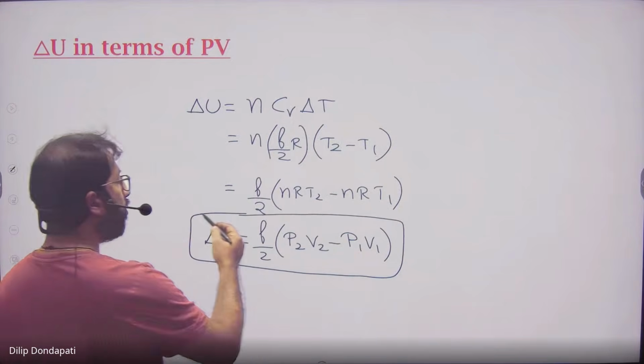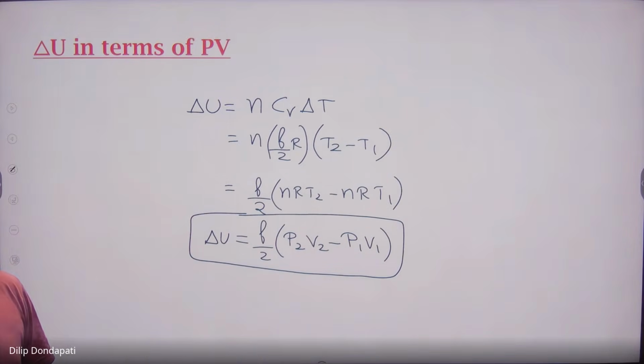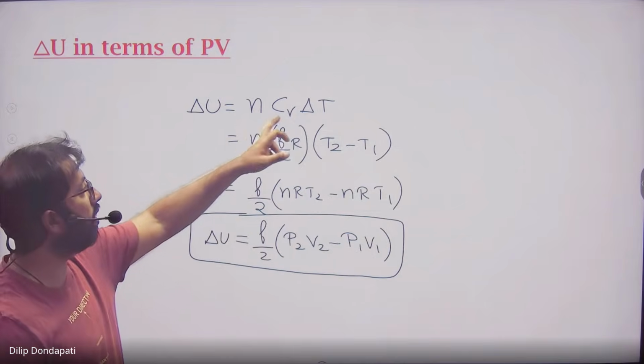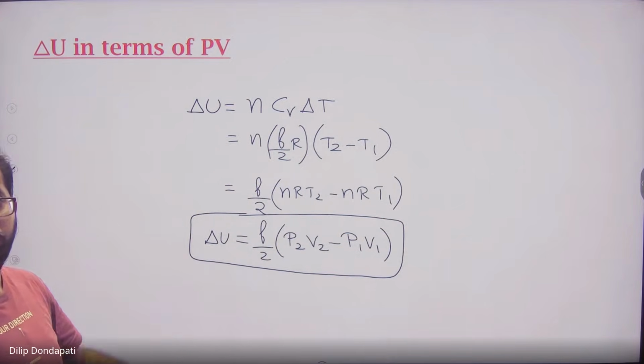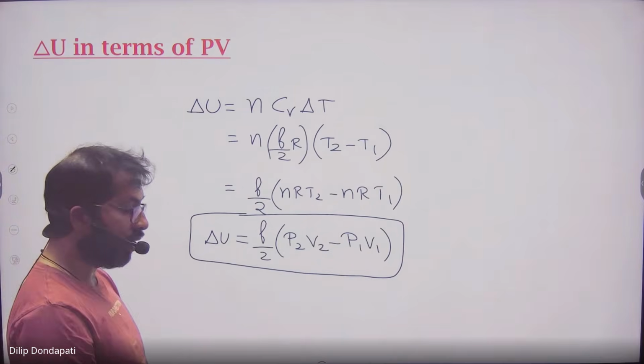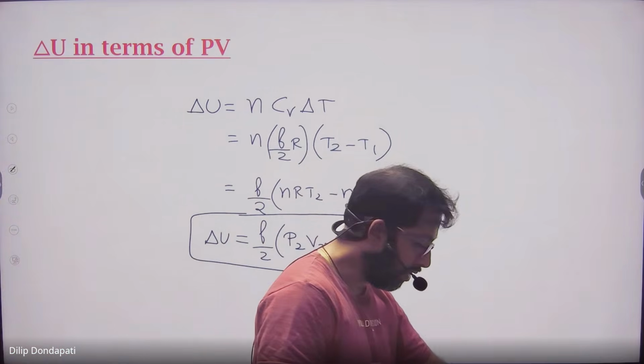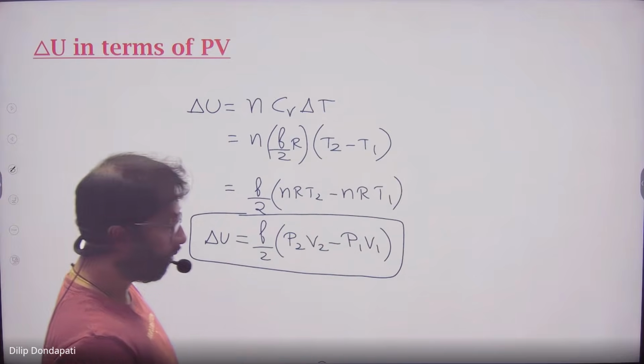Because आपको graph में PV graph will be given. That time find delta U बोले तो आपको temperature नहीं देगा. So pressure and volume में ये use करना पड़ेगा आपको. F by 2 into P2 V2 minus P1 V1. This is a formula for delta U.